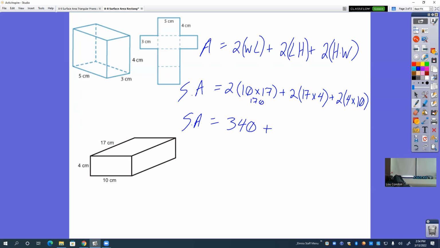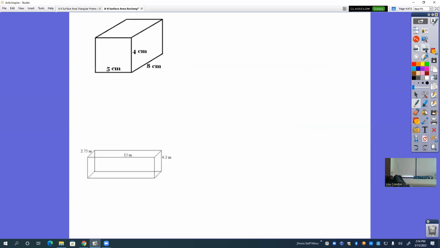17 times 4 would be 68, times 2, 136. And 40 times 2 is 80. So our total surface area would be 476, 500 and 556. So again, finding the total surface area.